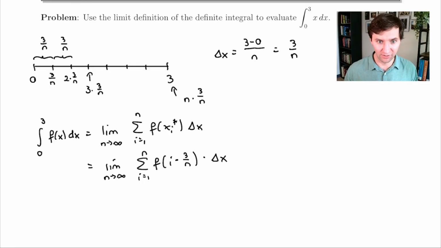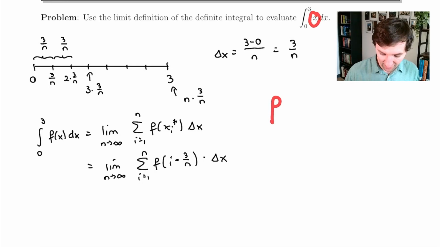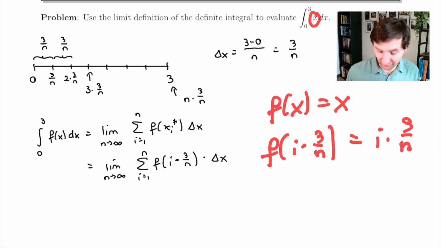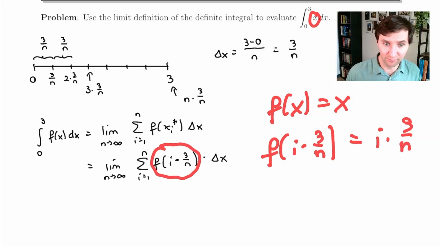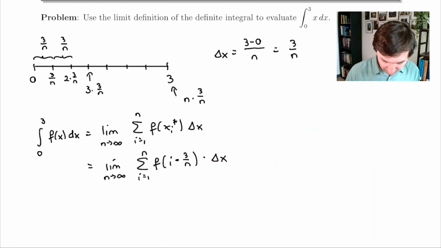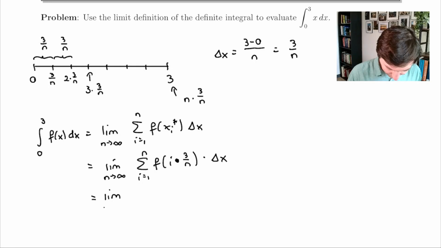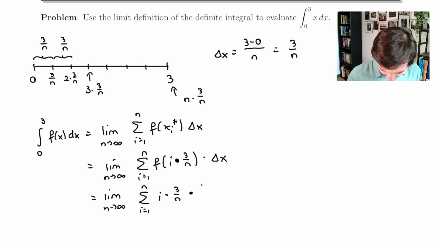I can simplify a few things here. I know my function. The function was x, which means f of x equals x, which is the same thing as saying that f of i times 3 divided by n is the same thing as just i times 3 divided by n. Instead of writing this, I can simply write i times 3 divided by n. Instead of delta x, I can write 3 divided by n. This gives me the limit as n goes to infinity of the sum starting at 1 ending at n of i times 3 divided by n times 3 divided by n.